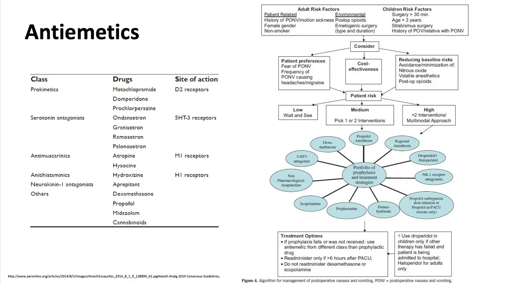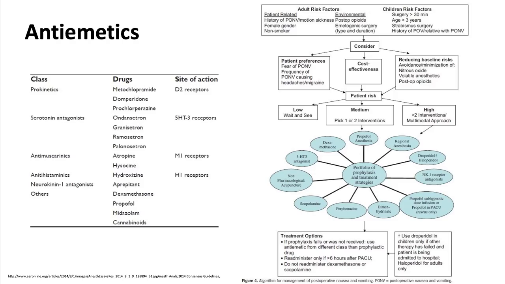Now, what if treatment options fail? At the bottom, if prophylaxis fails or was not received, use an antiemetic from a different class. So don't just redose the same antiemetic that you used before. And re-administer only if greater than 6 hours after PACU. For example, ondansetron redosing. And do not re-administer the steroid or the scopolamine if you were using them.